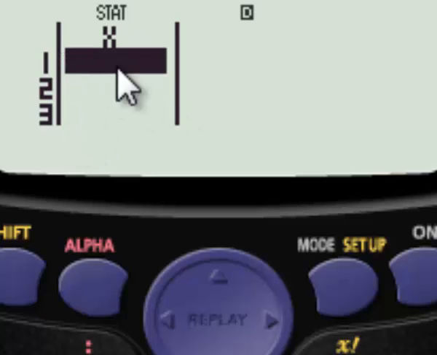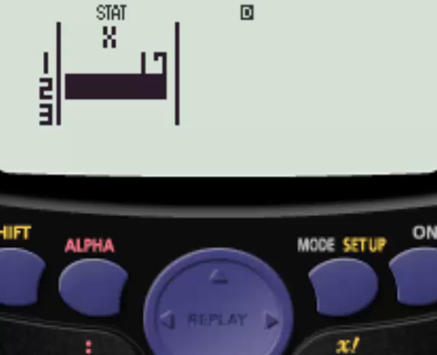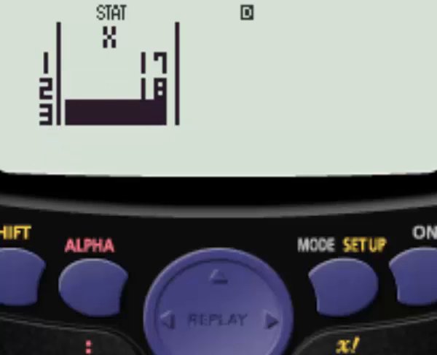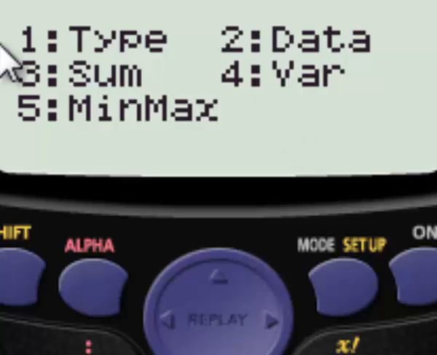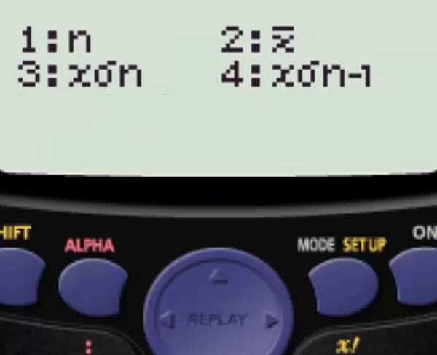Now look at this, you've got a little column here, and in this column you're going to enter all the temperatures. So here we go: 17 equals, 18 equals, 20 equals, 22 equals, 23 equals, 24 equals, 25 equals, 25 equals, 27 equals, and 28 equals. So you enter the 10 scores, then you cancel. Then you push shift and go down to the stat button, and you push 4 for variance.